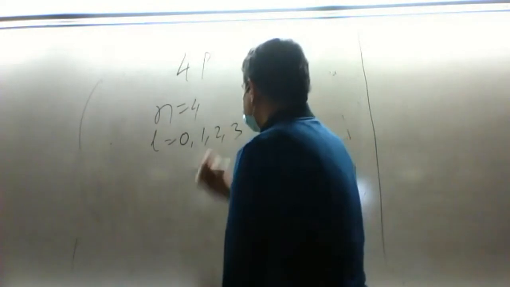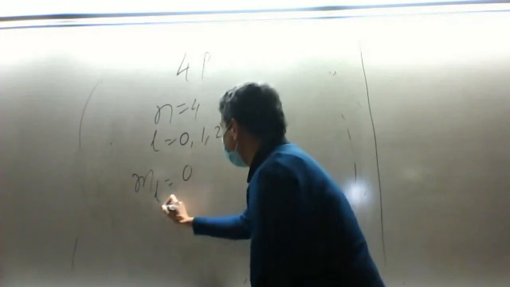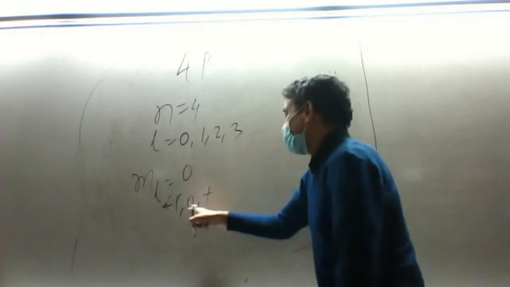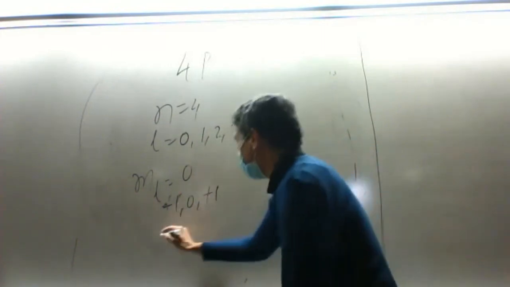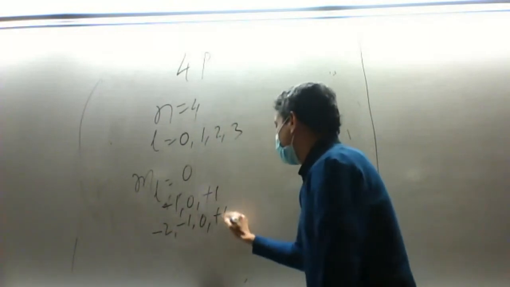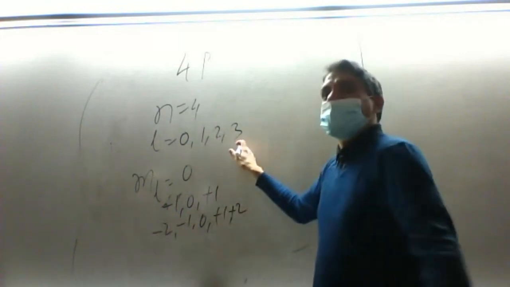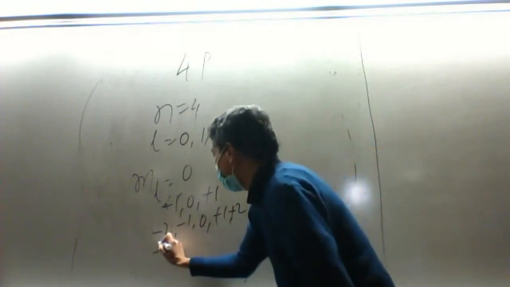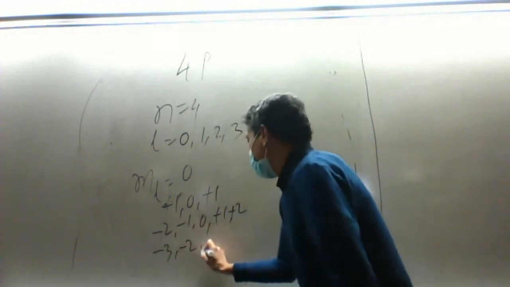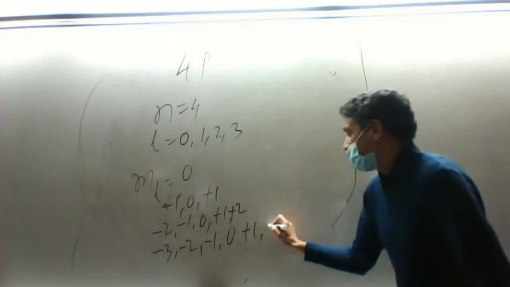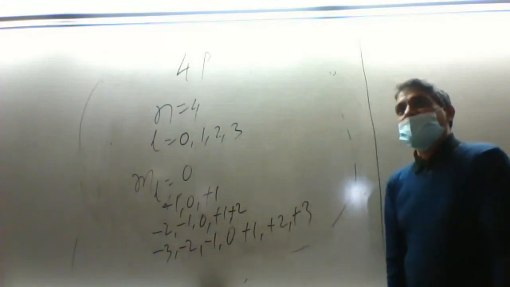Now go to ML. 0 has only a 0 value. 1 has minus 1, 0, plus 1. So I can divide it like this. And then I can divide this into minus 2, minus 1, 0, plus 1, plus 2. I'm just dividing each set according to the rule. And then this 3 into minus 3, minus 2, minus 1, 0, plus 1, plus 2, plus 3. You see that? That will be possible, right?